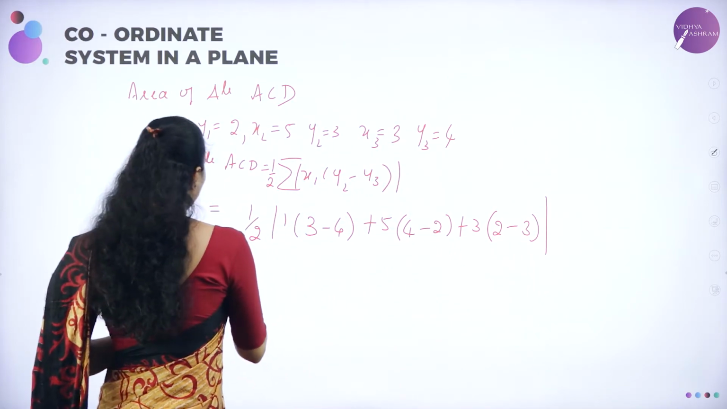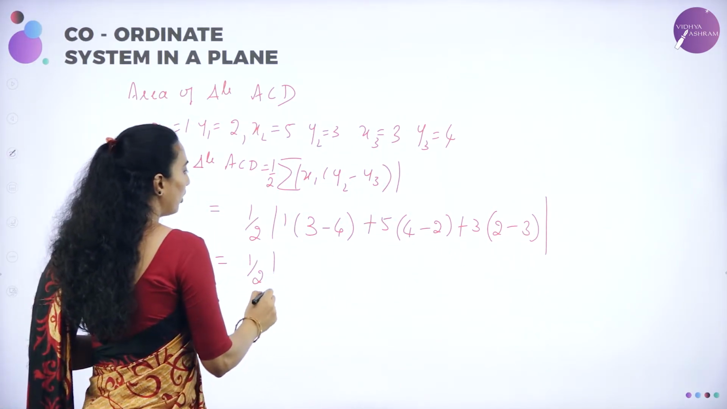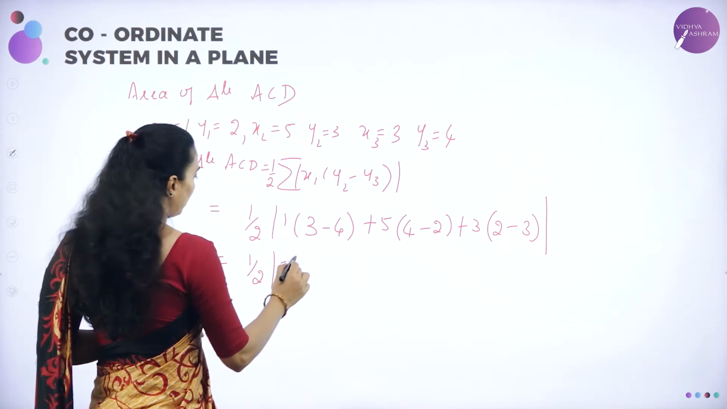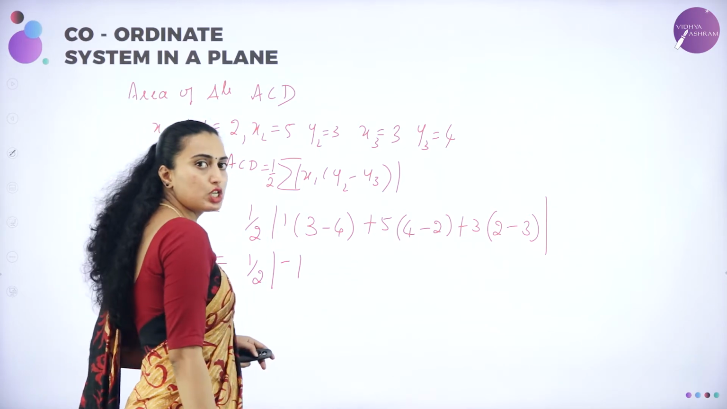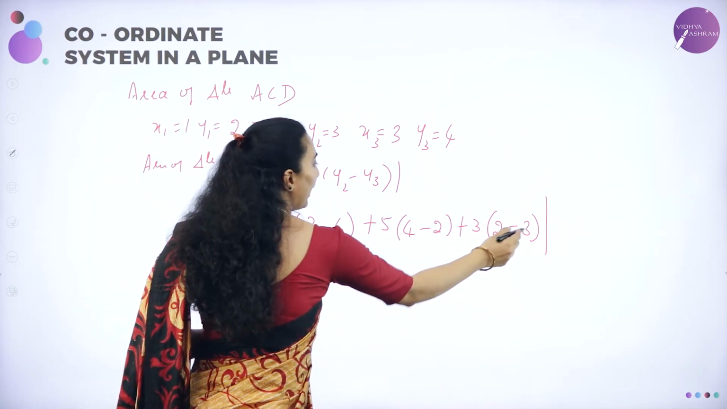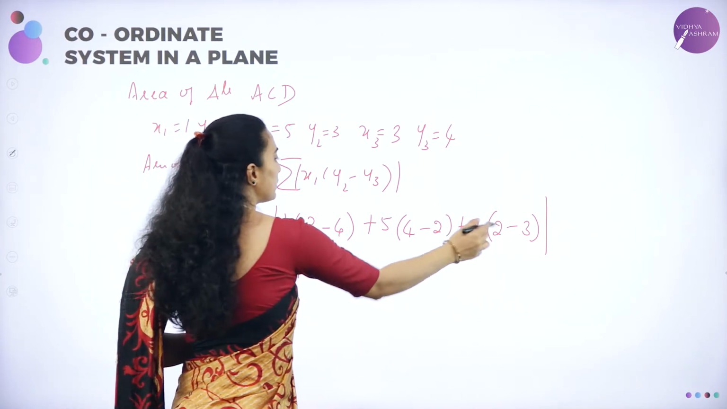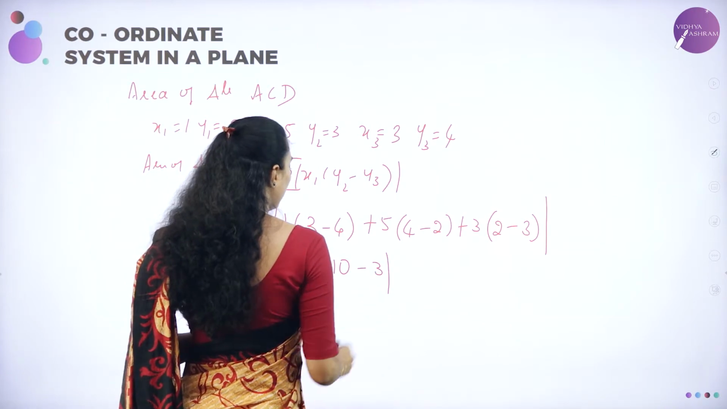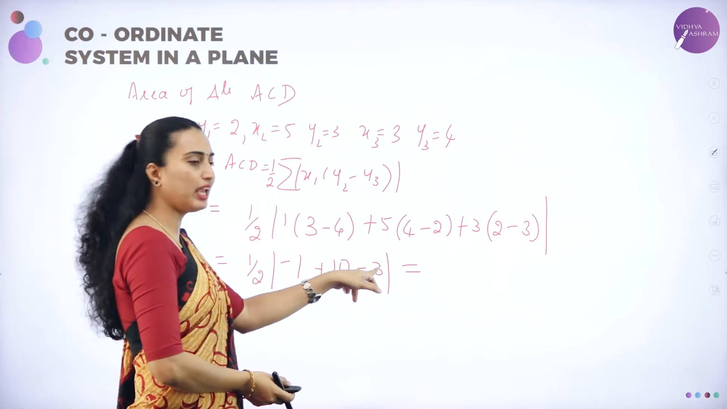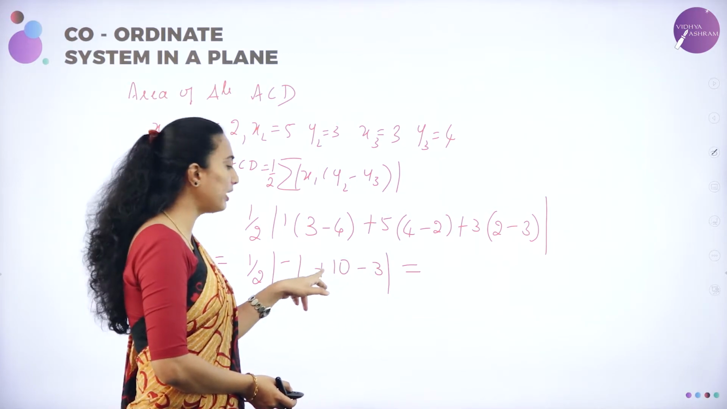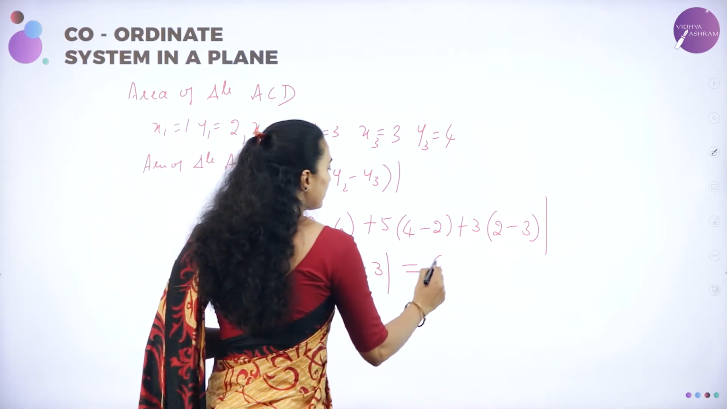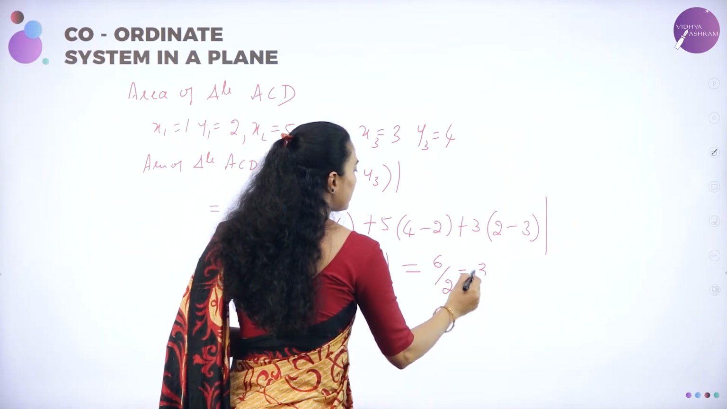So the answer you are going to get for this one is half into modulus of 3 minus 4 is minus 1. Minus 1 into 1 is minus 1 only. Again 4 minus 2 is 2. 2 into 5 is 10. Again 2 minus 3 is minus 1. Minus 1 into 3 is minus 3. Right? Which will be equal to, you can simplify this further. Minus 1 minus 3 is minus 4. Minus 4 plus 10 is 6. Correct? So you have 6 by 2. The answer you are getting is 3.